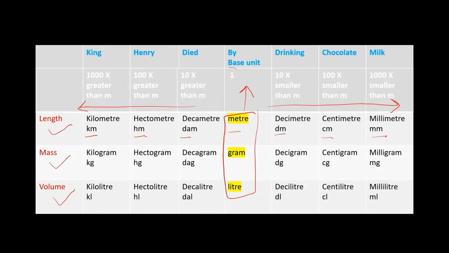On the right hand side of the meter, there are smaller units compared to meter. So each unit is 10 times smaller than the meter, and then centimeter is 100 times smaller than the meter, millimeter is 1000 times smaller than the meter. On your left hand side, the units are greater than the meter. So you have to learn all these 7 units.